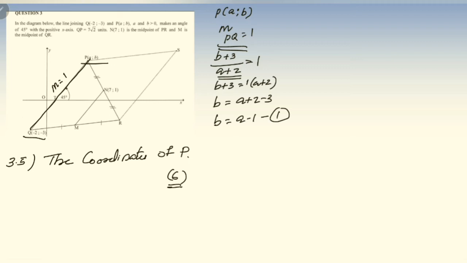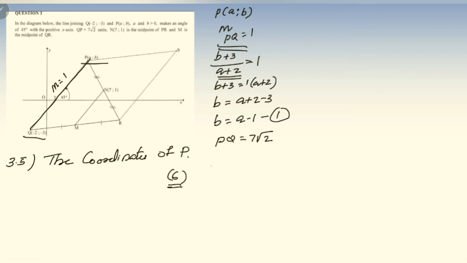So what will I use? What will be my next idea? See, here I'm going to use the distance of PQ, because it is given. Here also I can relate A and B. See, the distance PQ, PQ is equal to the given 7 square root of 2.